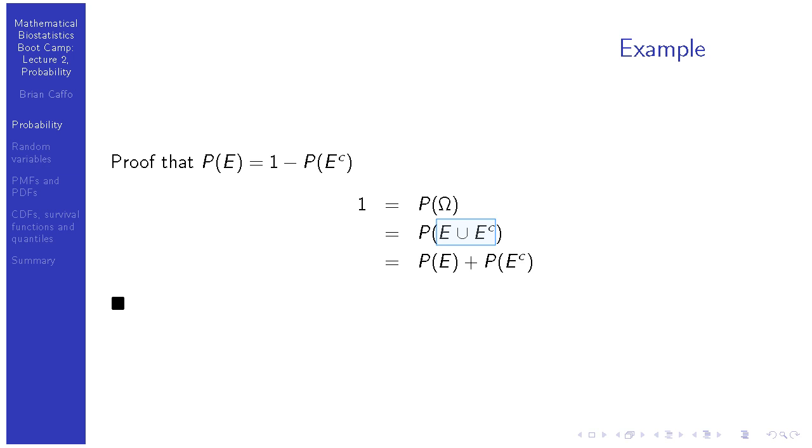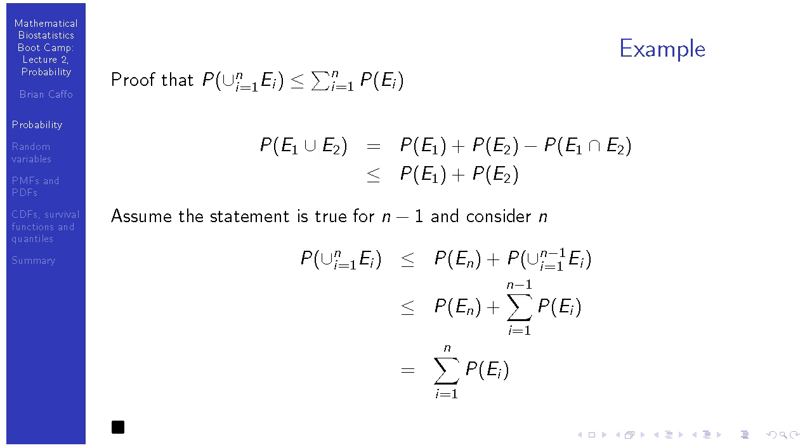Then consider the next line. An event is always mutually exclusive with its complement. Something cannot simultaneously occur and not occur. So E and E complement are mutually exclusive events. So we can take the probability of the union and turn it into the sum of the probabilities: probability of E plus the probability of E complement, and then that's simply a restatement of what we want to prove. 1 equals probability of E plus the probability of E complement.